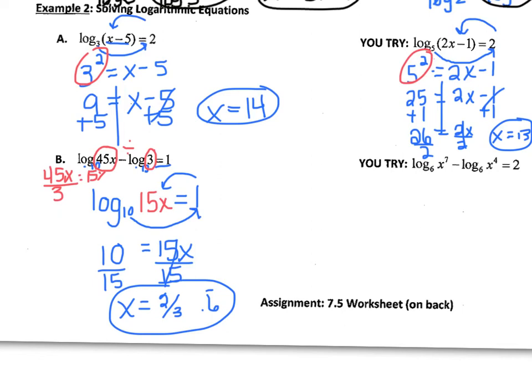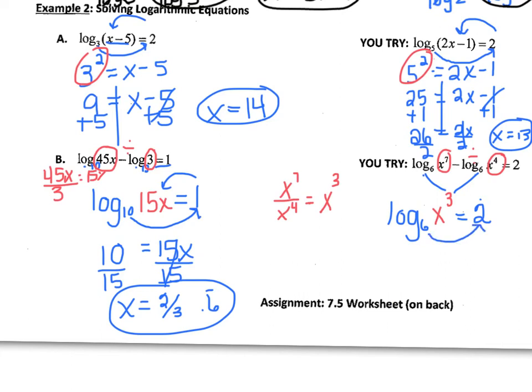Very last one. We have log 6 and log 6. Let's put those together. So we'll have log 6 of, we need to do x to the 7th and divide it by x to the 4th. So x to the 7th over x to the 4th, we're going to subtract those exponents, and this is going to be x to the 3rd. All of this equals 2. Now we can rewrite it. We're going to write 6 to the 2nd equals x to the 3rd. 6 squared equals x to the 3rd.